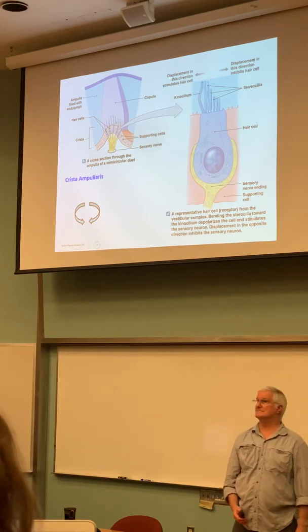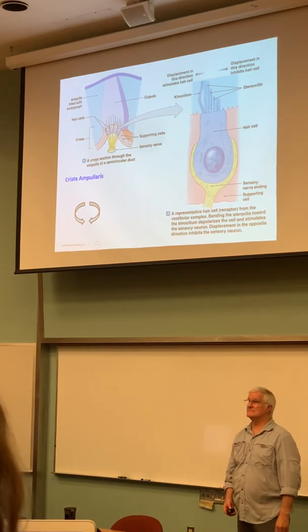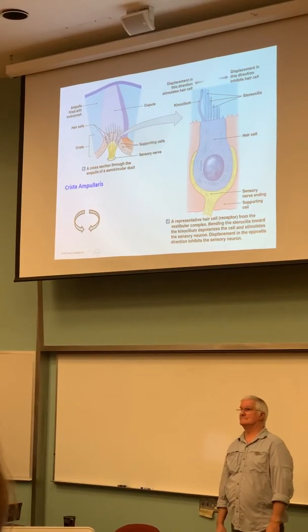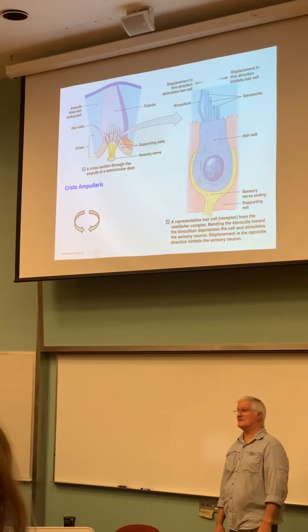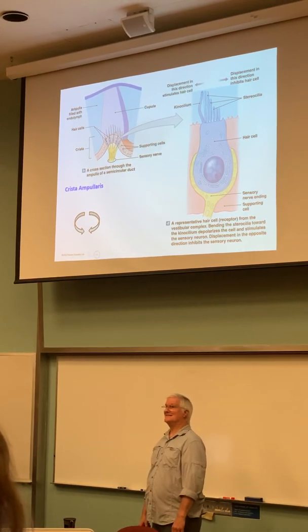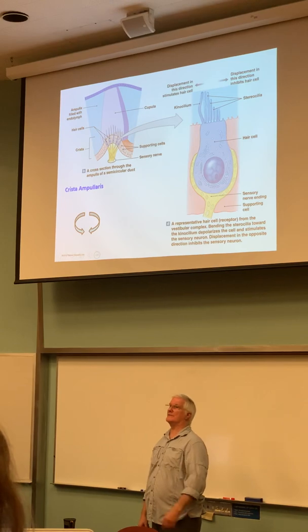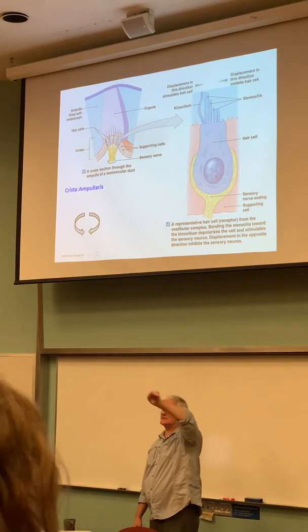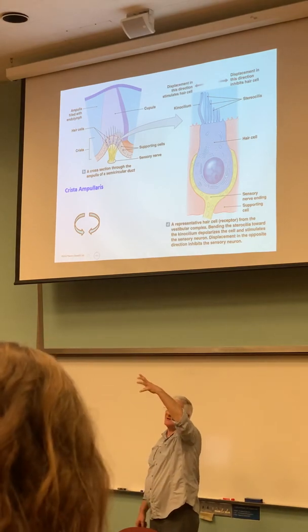Yep. Does the gelatinous material have a different name, or is it named gelatinous material? It's called the cupula. The cupula, for all of them? Yeah, they're all made of the same stuff. They're all cupula, no matter which one you're looking at. In terms of the semicircular canals, we have cupulas. In terms of the vestibules or the utricle and saccule, I have maculae.